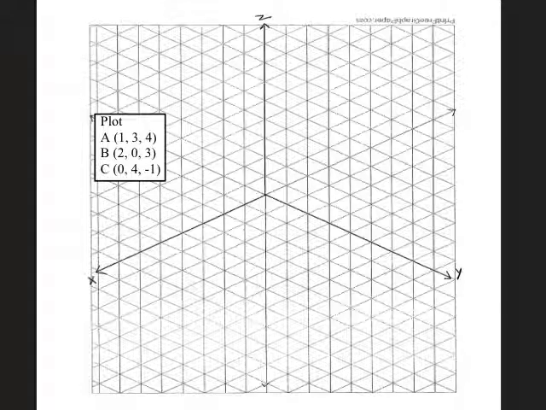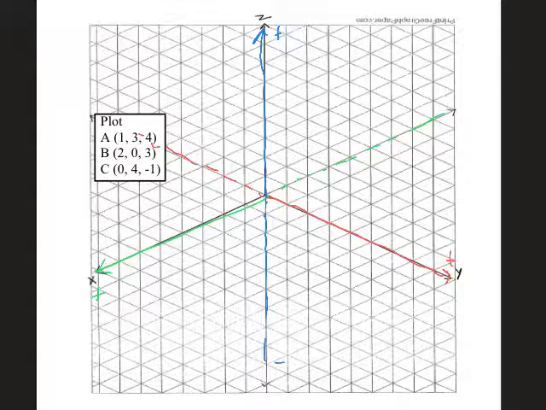But note, here's your x-axis, and this is positive, and then here's your negative x. Here's your y-axis. That's positive, and here's negative. And here's your z, positive. Up is positive, and down is negative. All right, go ahead and pause it here. Try to plot them on your own, and then you can see how to do it.